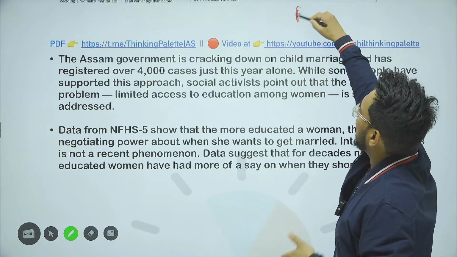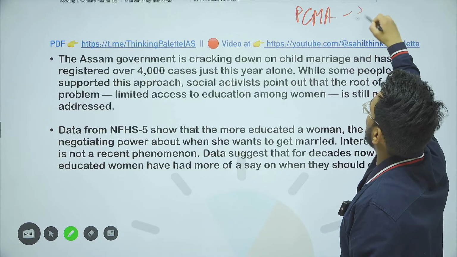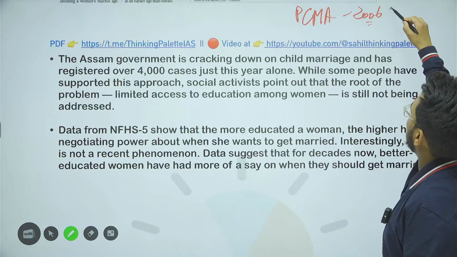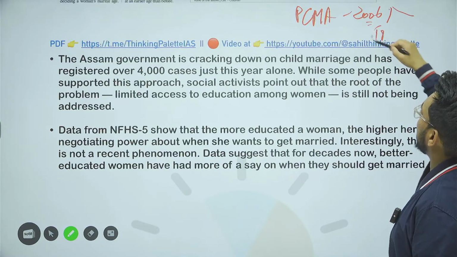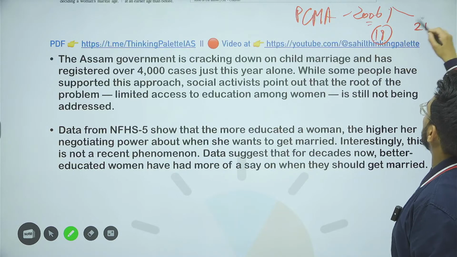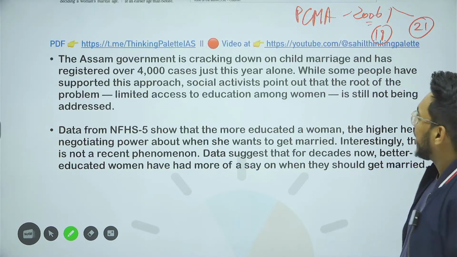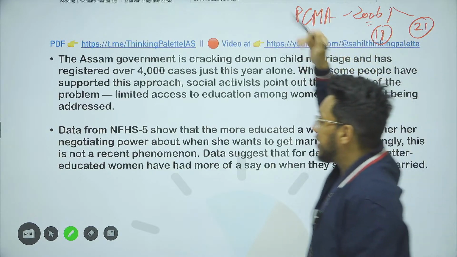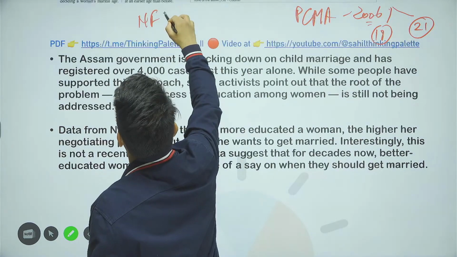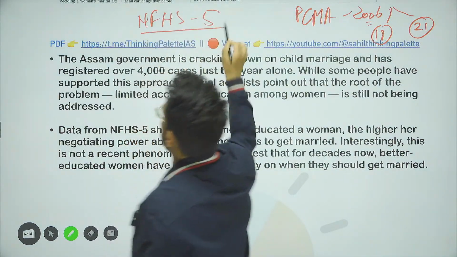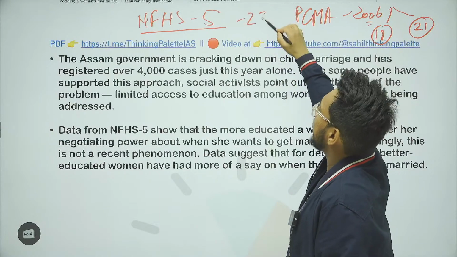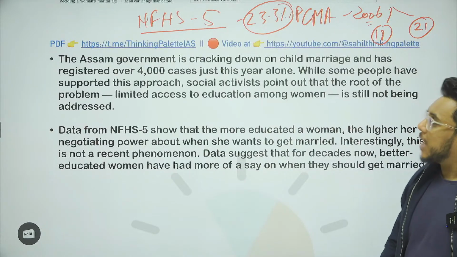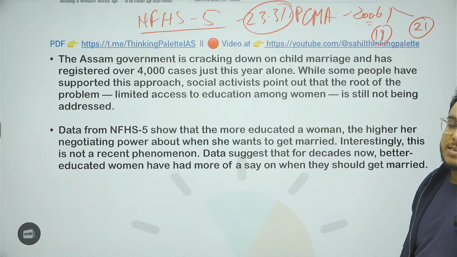Under the Prohibition of Child Marriage Act 2006, it has been very clearly provided that girls below the age of 18 years cannot be married and boys below the age of 21 years cannot be married. And we find that in Assam, a large number of child marriages have taken place. According to National Family Health Survey 5, 23.3% of the girls get married before the age of 18 years. And now the Assam government has carried out a crackdown on these kinds of marriages.